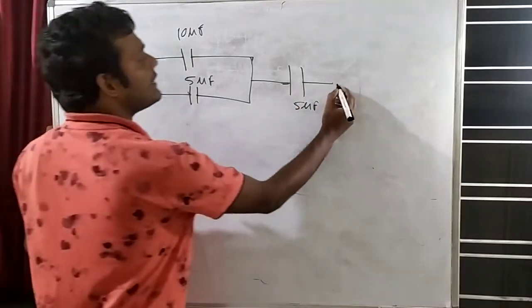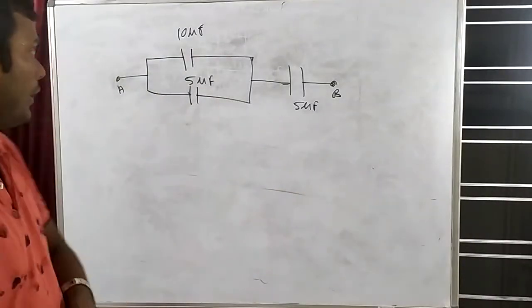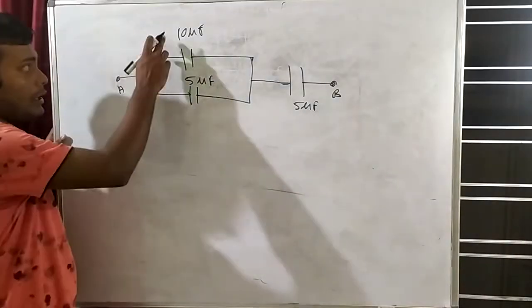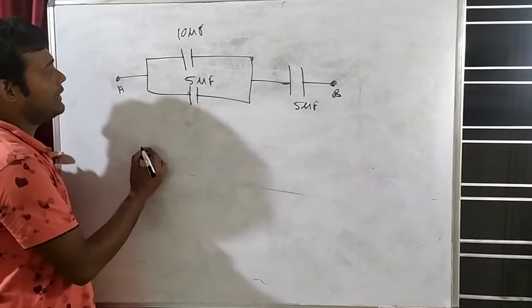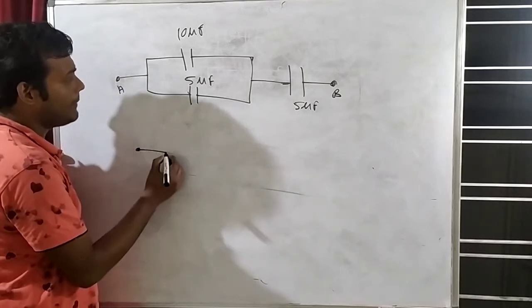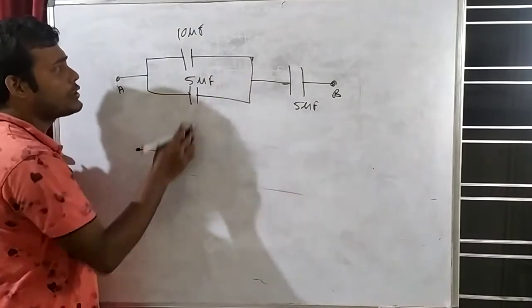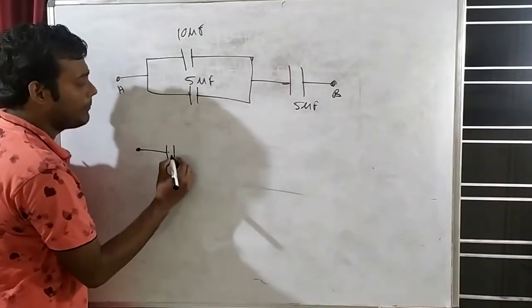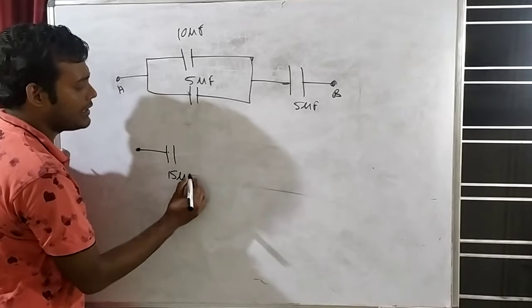Let's say this point is A, this point is B. So what will be the equivalent capacitance across points A and B? Can you calculate? This and this are connected in parallel. So what will be the equivalent capacitance? C1 plus C2. So we will replace these two by a single one. 10 plus 5 is 15 microfarad.